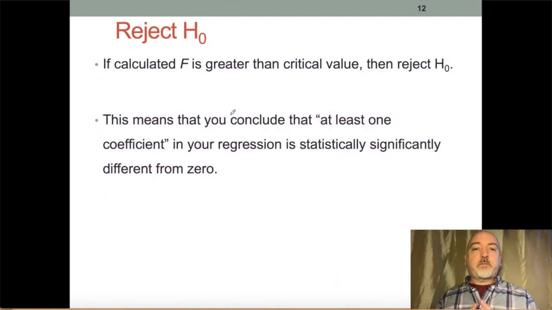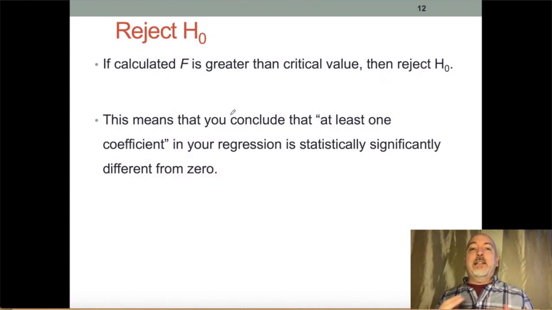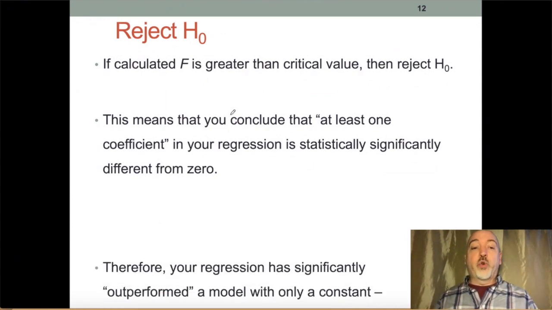Right? So if our calculated F-stat is greater than the critical value, we're way into the right-hand tail. We say it's highly unlikely that the true values of these coefficients are 0 and we would get this result. So we conclude at least one of the coefficients that we've included is not 0, or taken as a group, they are jointly significant.